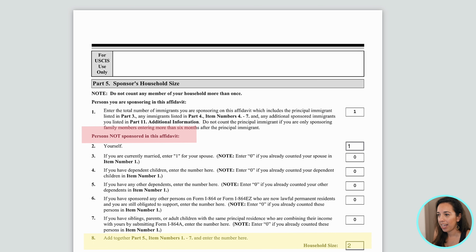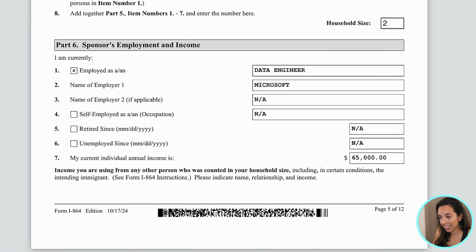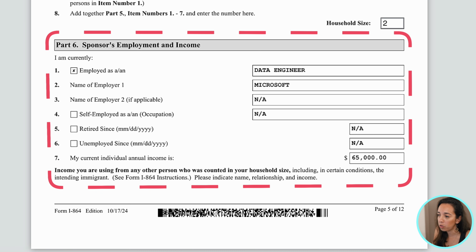Question 8 asks add together items number 1 through 7. So the total household size is 2, and it should be for you too if you're in a similar situation to us. Part 6 asks for the sponsor's employment and income. So that would be the petitioner's employment and income.